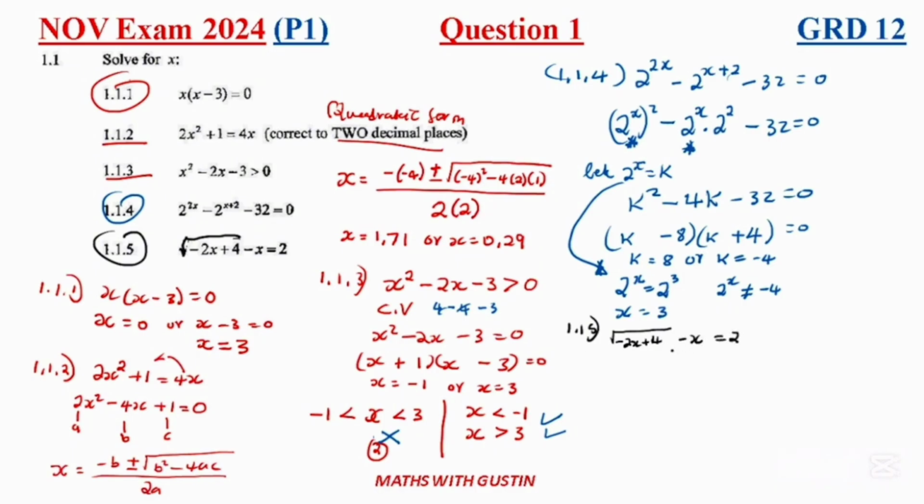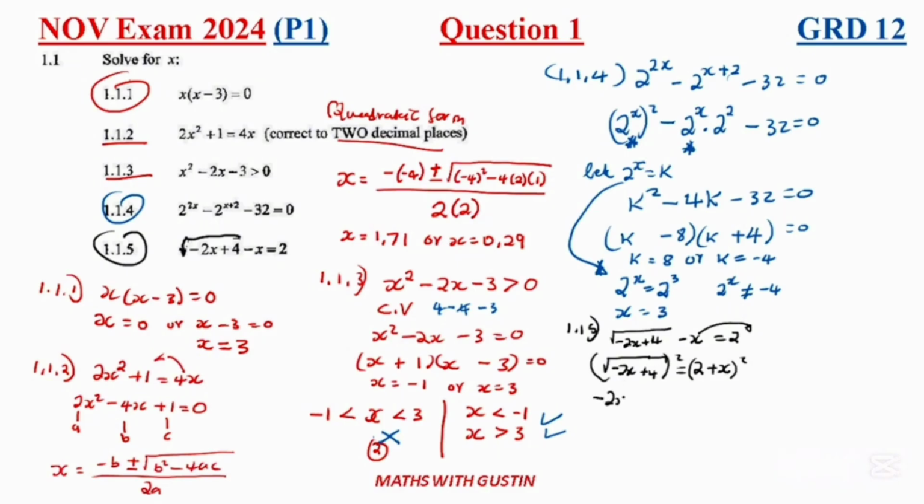Therefore, what you need to do here, we can already see that what we have here is a square root, so we need to eliminate the square root. So we're going to isolate the square root and put it on its own. So we're going to take negative x to that side. Therefore, on this side we're going to be left with the square root of negative 2x plus 4, all of it inside the square root, is equal to 2 plus x. So therefore, we need to square both sides.